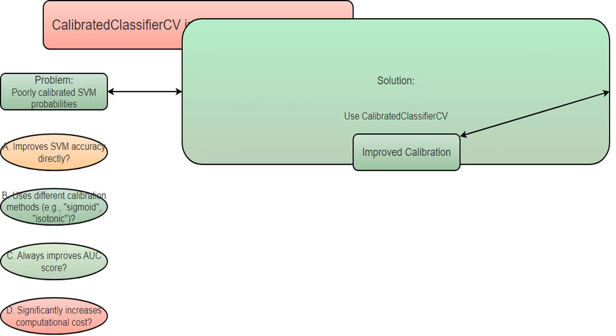I'm using CalibratedClassifierCV to solve the poorly calibrated probabilities problem. This is a scikit-learn tool designed to adjust the predicted probabilities of a classifier, making them more accurate representations of the true probabilities. It's like a calibrator for my predictions.